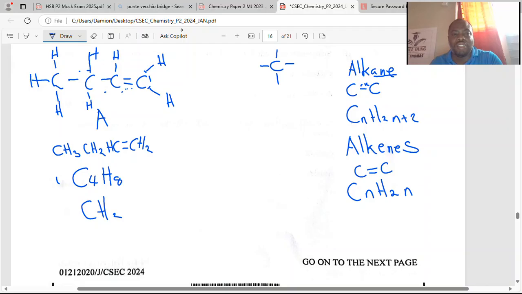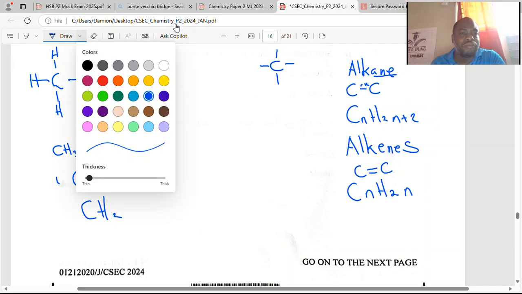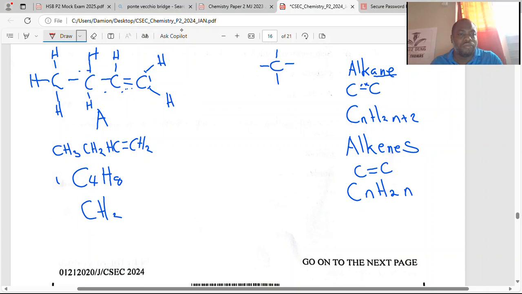So what is the name of this? We said that we look at the concept of numbering our carbons. What is the principle behind numbering your carbons? You number them in such a way that the numbering order that you're going to be taking.